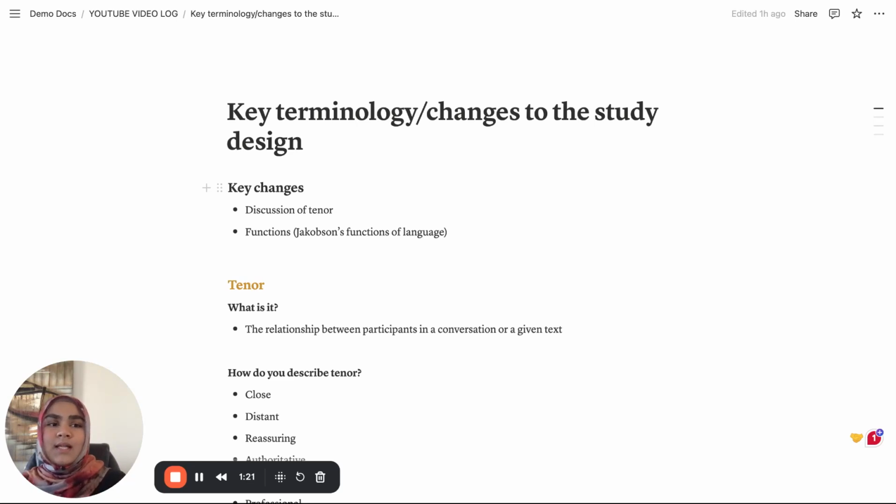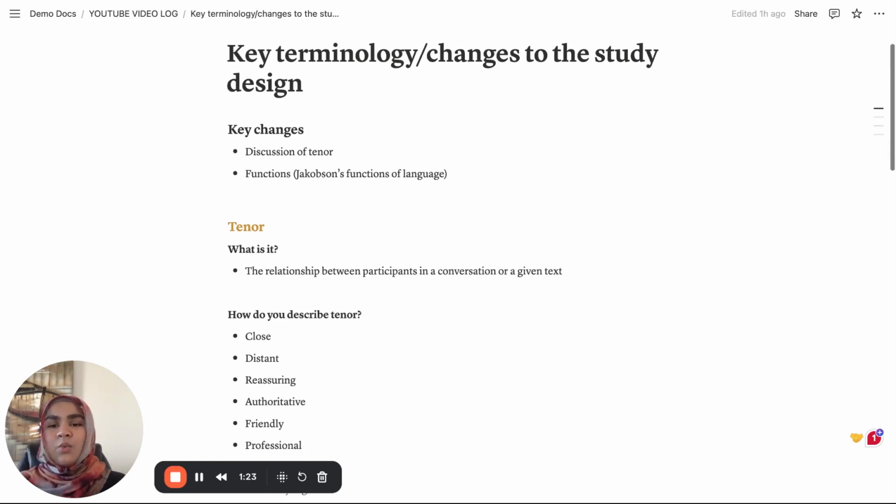So let's talk about tenor first. What even is tenor? Put simply, tenor is the relationship between two participants in a conversation. And tenor can be influenced by a number of different things, and we're going to talk about them today. But before we talk about what influences tenor, let's talk about how you can even describe tenor. What's the kind of language that we're going to use when we are including a discussion of tenor in our ACs or SAQs or essays?